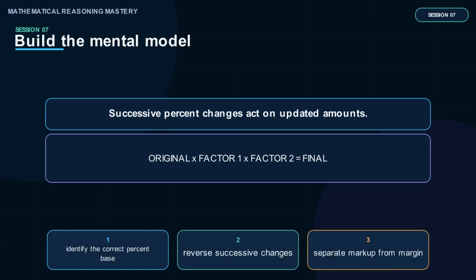The first goal is to identify the correct percent base. Connect it to the second goal. Reverse successive changes. Correct calculation begins with correct interpretation. When the surface details change, search for the same relationship underneath. Transfer means choosing the structure from evidence rather than waiting for a familiar-looking example.